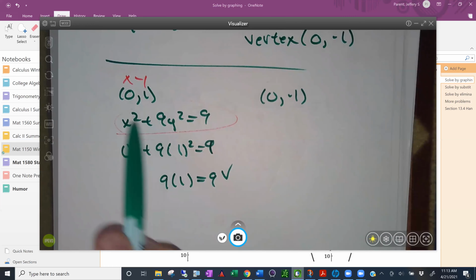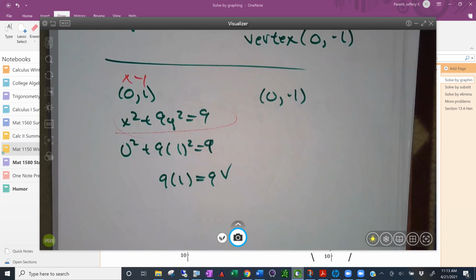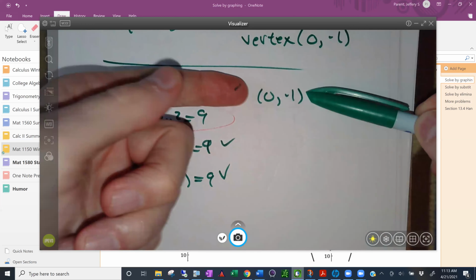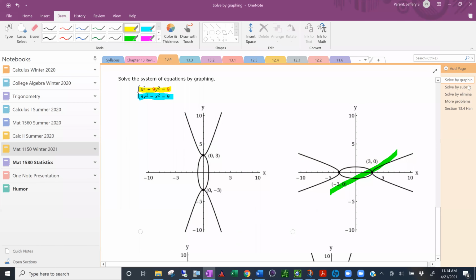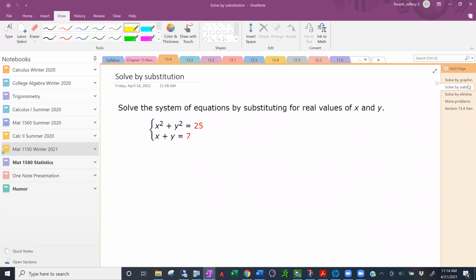0 squared plus 9 times 1 squared equals 9. Oh, that works in that one. And then you have to check it in the other one as well. But this one and this one should work in both equations. So you can double check it if you're feeling a little bit nervous, or you just want to be very careful. Looking okay on that one? Yep.